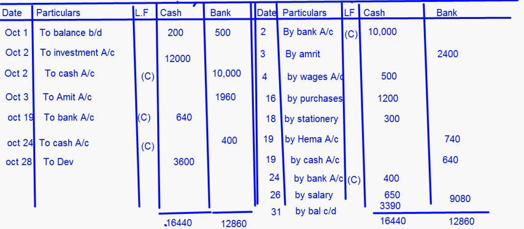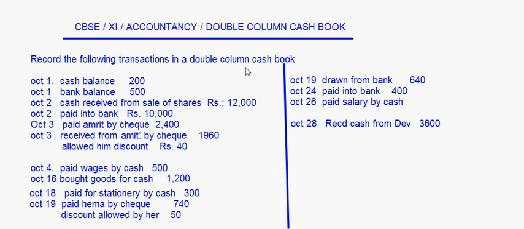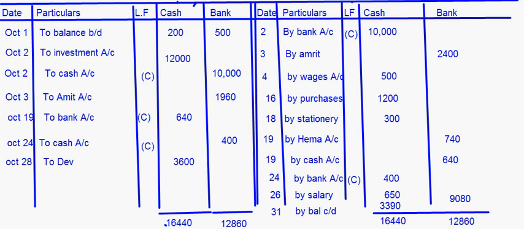This particular example which I have taken up has a transaction for only 1 month, right? So if you have the transaction for the whole year, then obviously at the end of the year you'll be getting the cash account balance and bank account balance, which can directly be put into your trial balance. No need for preparing a ledger account. This itself acts as a ledger account, right? So with that, I'll come to the end of this session on double column cash book. Bye.